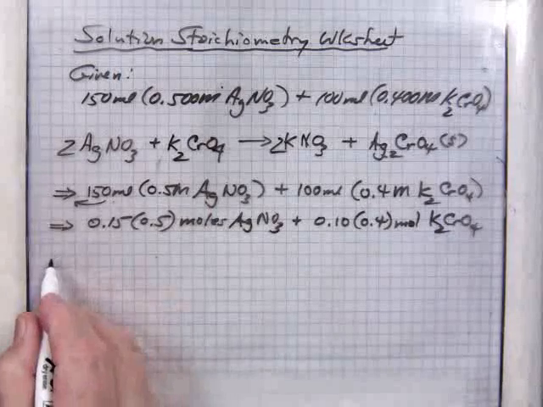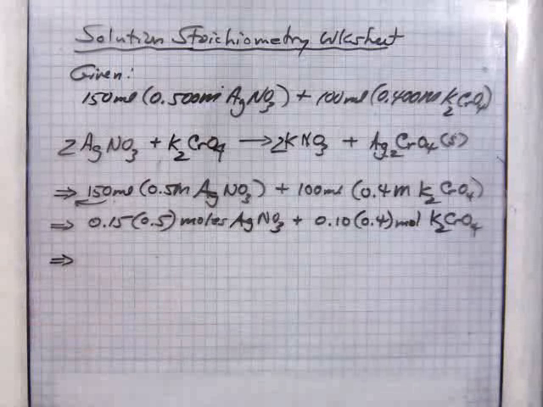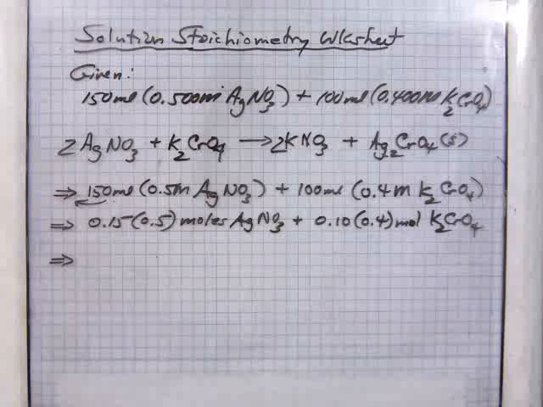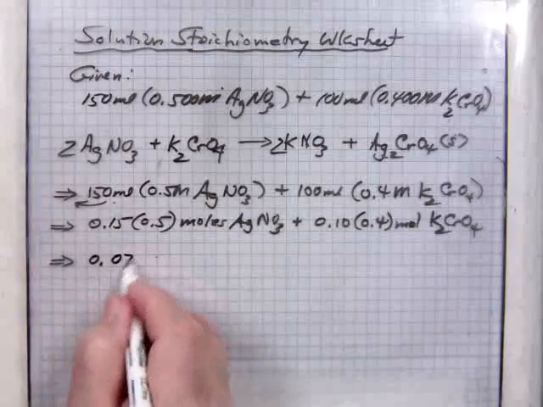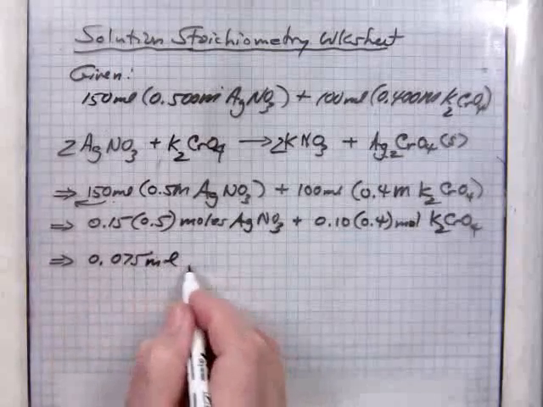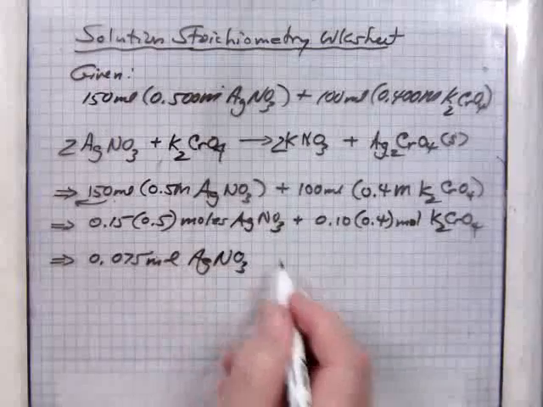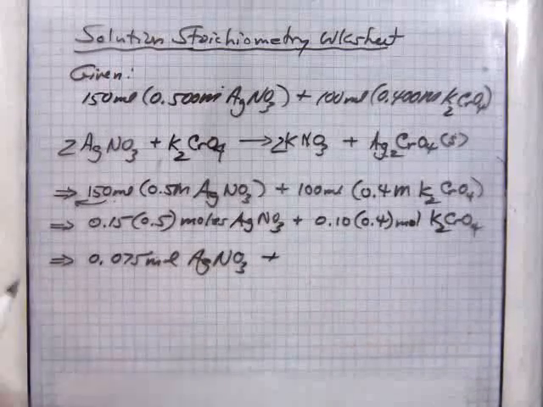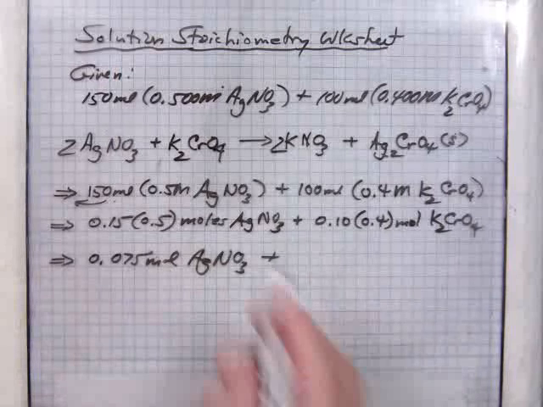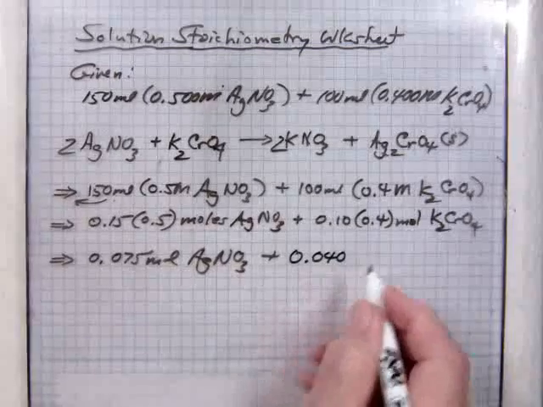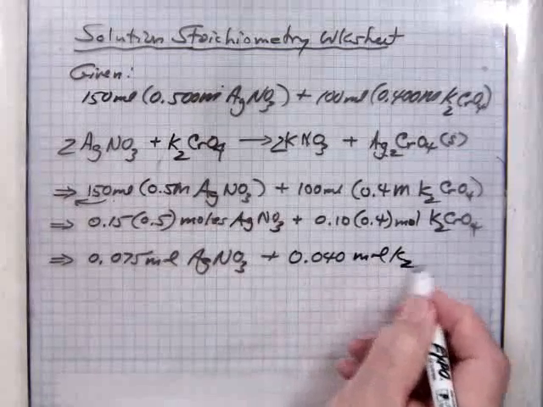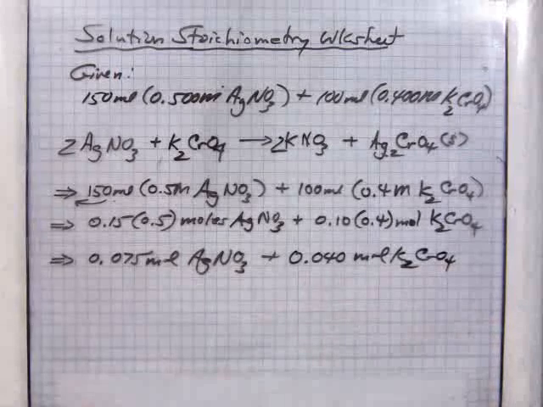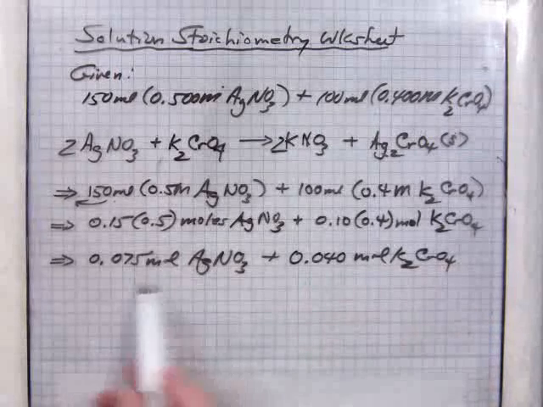And so you take that and convert it to moles. 0.15 times 0.5 equals 0.075 mole of the silver nitrate, plus the moles of K2CrO4. Okay, now converted to moles.